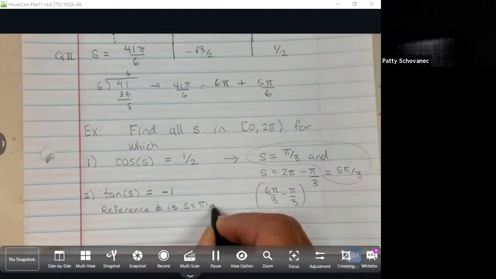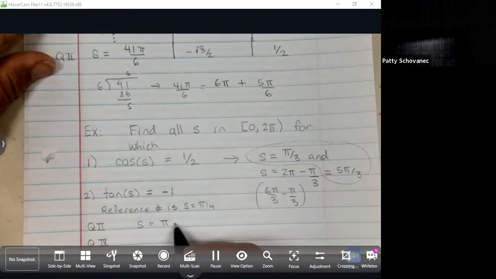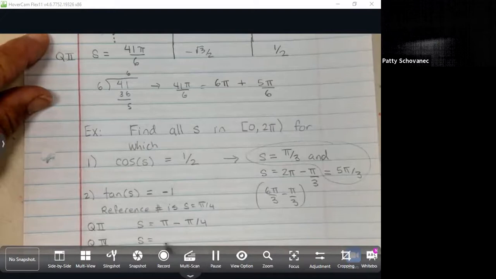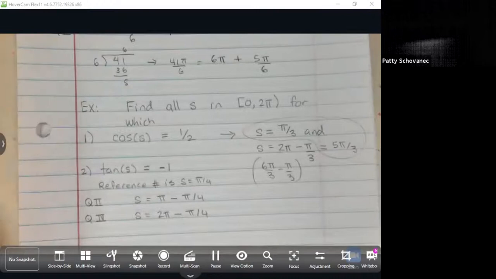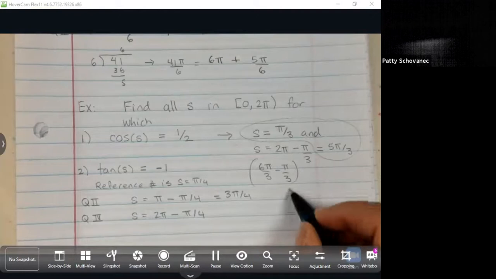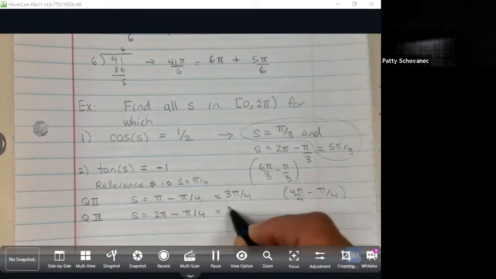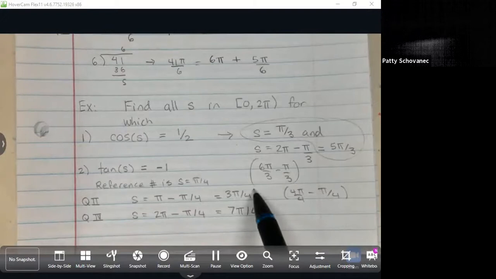So we need our reference number. S is equal to pi over 4, but now we need to be in quadrant 2 and in quadrant 4. To get to quadrant 2, S is going to be pi minus pi over 4. To get to quadrant 4, S is going to be 2 pi minus pi over 4. So let's do the subtraction. What is pi minus pi over 4? It is 3 pi over 4, because we're thinking of pi as 4/4 minus 1/4. Now tell me which pi over 4 is in quadrant 4. What is 2 pi minus pi over 4? Okay. So there are two numbers for which the tangent is negative 1.